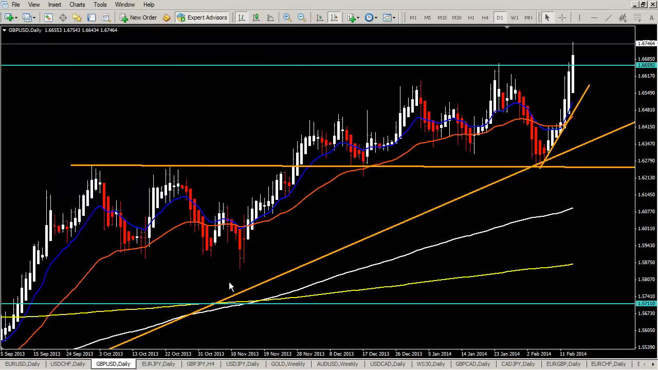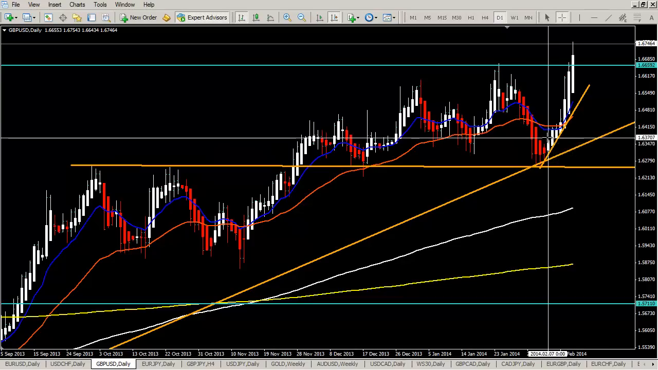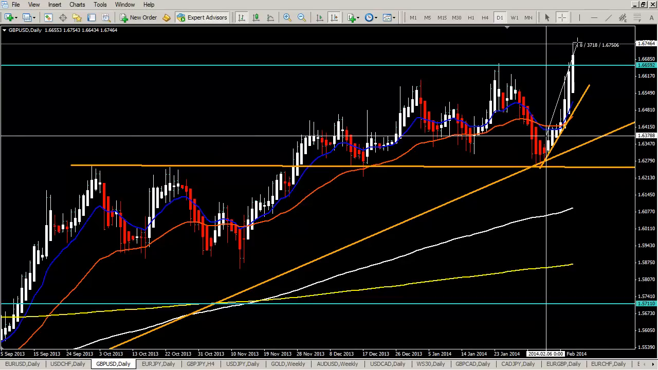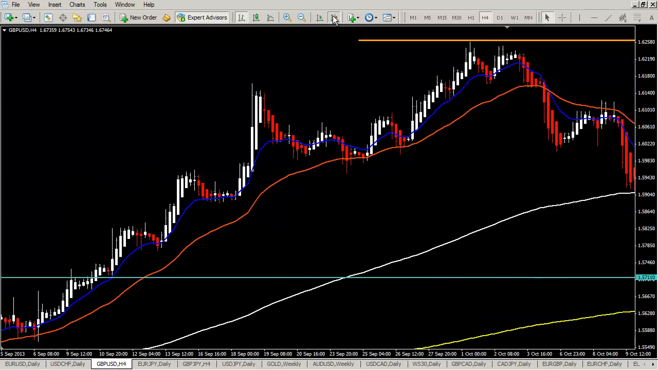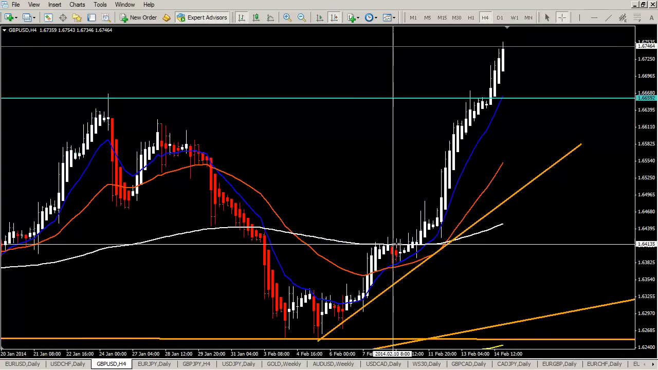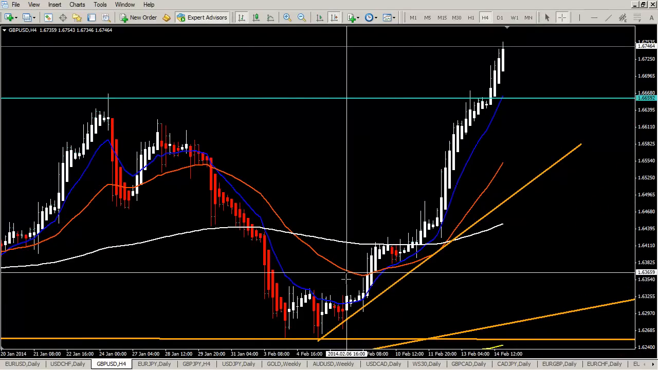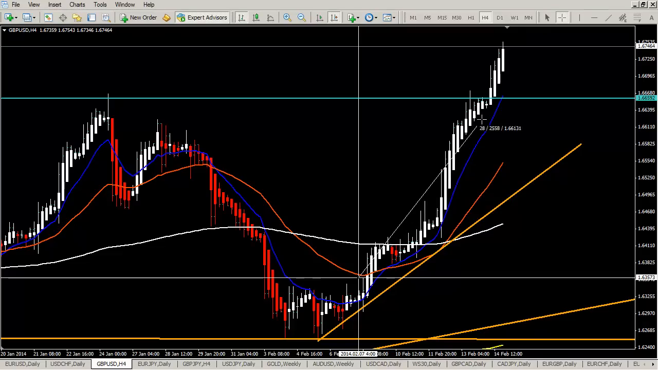Okay, cable, it touched support. We had a major support line coming from the weekly chart. Horizontal support, it bounced on it. We had NFP news, and this was really powerful. Price went up already about 400 points, and as you can see on the 4 hourly chart, just after NFP down here it is just going up and up and up.